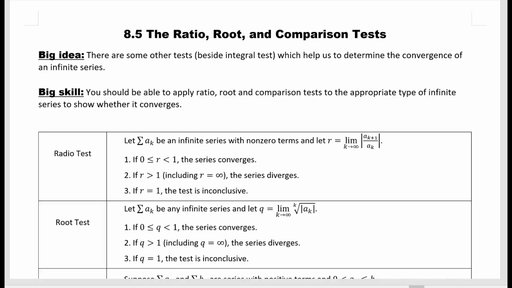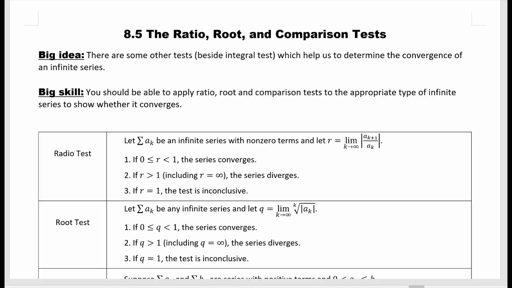Then in Section 8.4, we talked about the divergence test and the integral test. From now on, when you are working on a problem asking you to determine whether the series converges or diverges, the first step is to compute the limit of the sequence. If that limit is not 0, then you can say the series diverges by the divergence test. However, if the limit of the sequence is 0, we go to the second step.